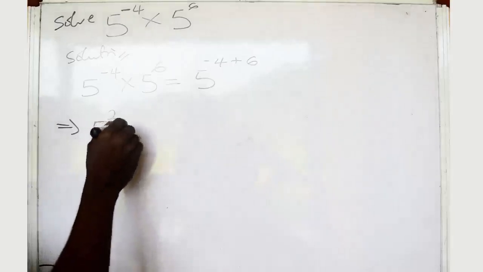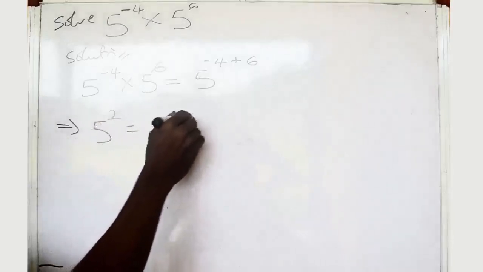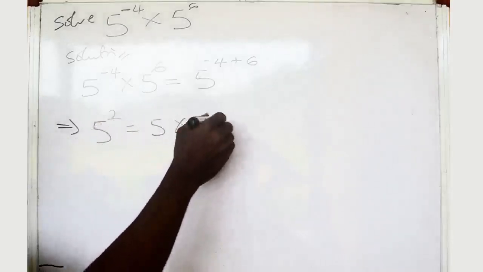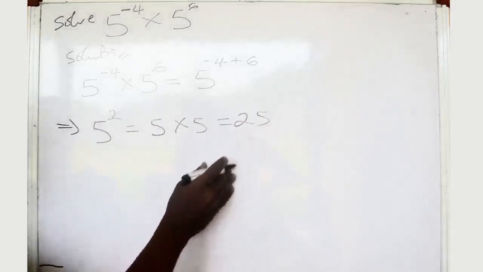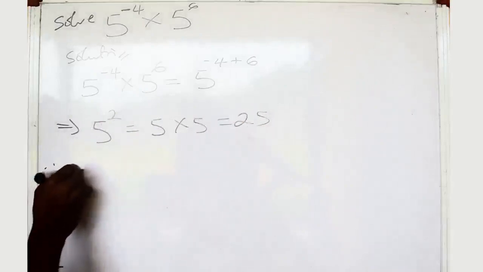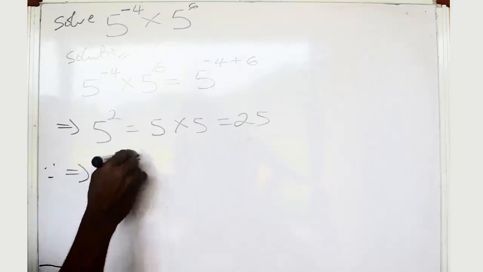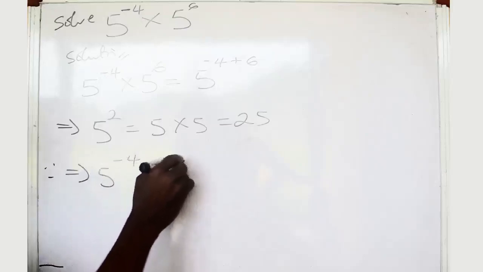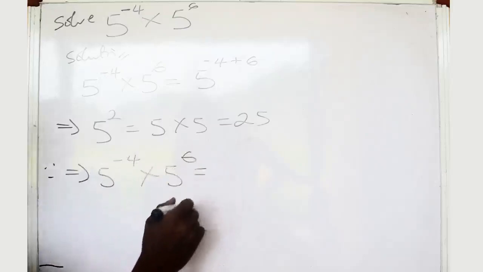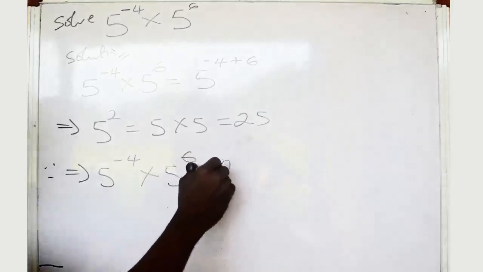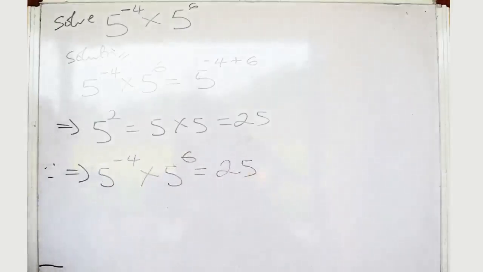Now, this is the same thing as 5 times 5. 5 times 5 is 25. So therefore, this implies that 5 raised to the power minus 4 multiplied by 5 raised to the power 6 is the same as 25. So if you punch this on the calculator, it will definitely give you 25.